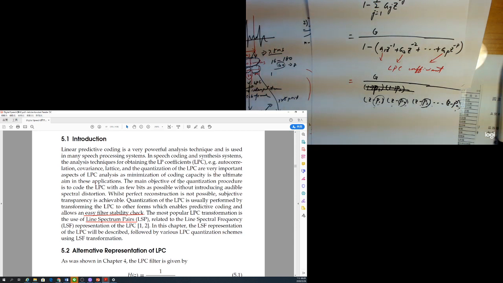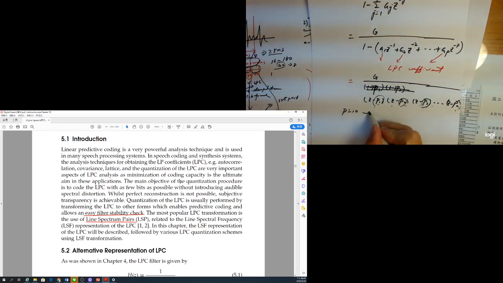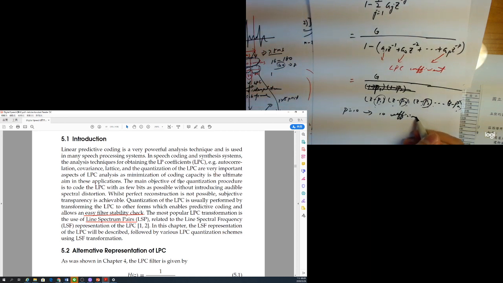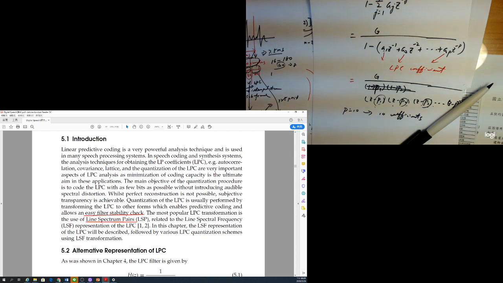Right now P equal to 10, so we have 10 coefficients. We try to reduce their bit rate, so we have to consider how to quantize efficiently. And also during the quantization, you have to consider how to do the stability check on the filter.